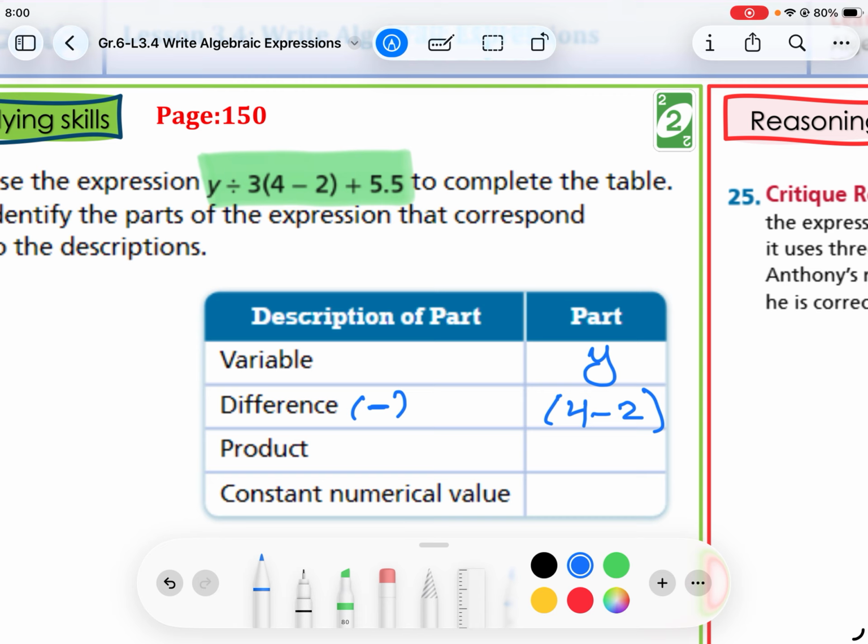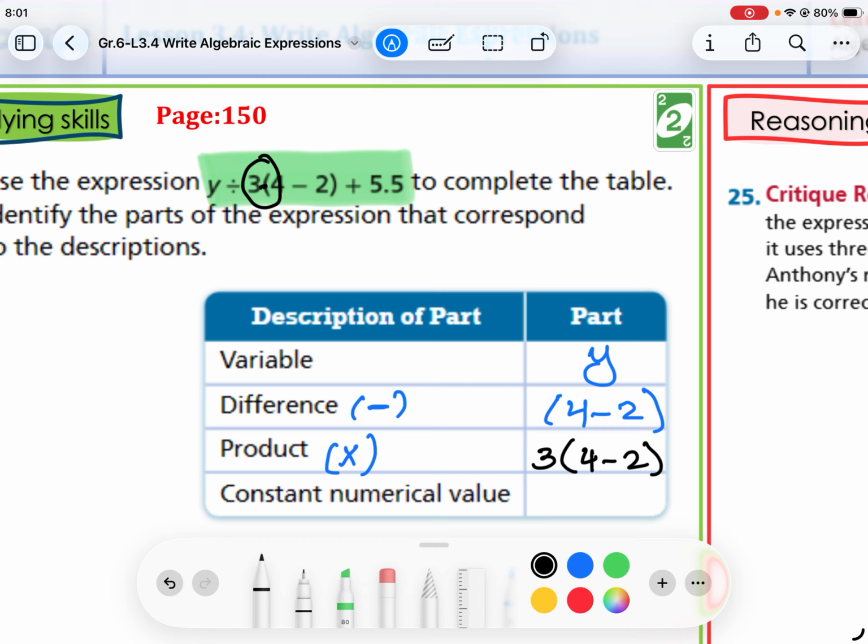Product. Product means multiplication. But in this case, you cannot see multiplication. It's not obvious. But I taught you in the previous slide that we have 3 ways to write multiplication. You can write it with nothing, you can write it using parentheses, or you can write it using a dot. So here we can see that this is the multiplication right here. Do you see it? But we don't put it. Always remember, which operation can you not see? Multiplication. So it's going to be 3 multiplied with the parentheses 4 minus 2. That's your product.